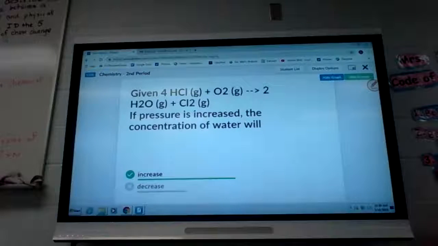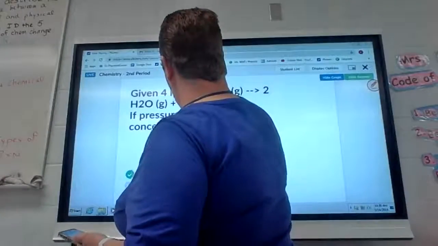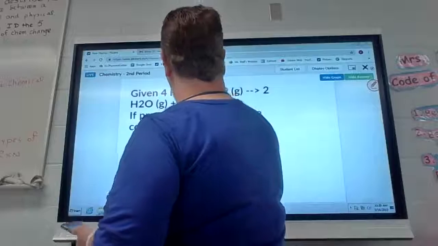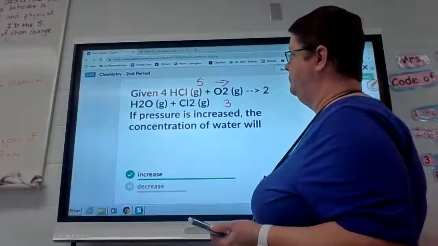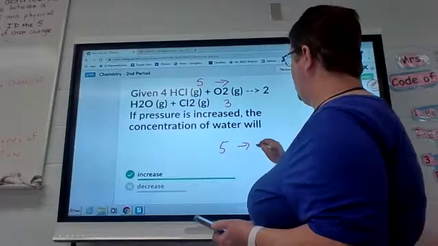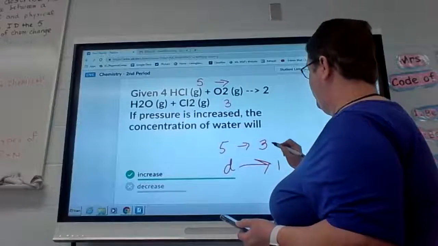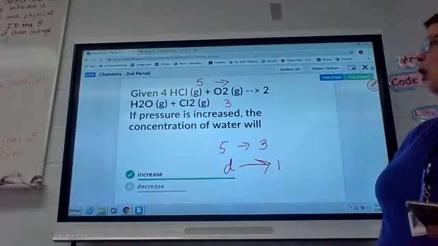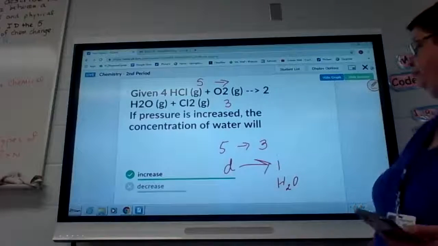All right. So if pressure is increased, what happens? Fewer moles. So this side has how many moles? And this side has how many? All right. So from 5 to 3 means we're going towards the product. So it's going to shift to the right. What side is the water on? It's on the product side, so it's going to increase.